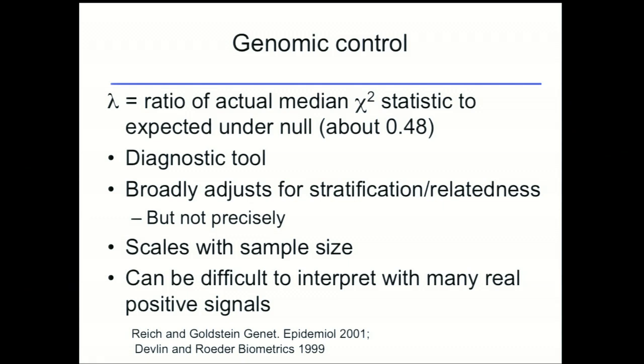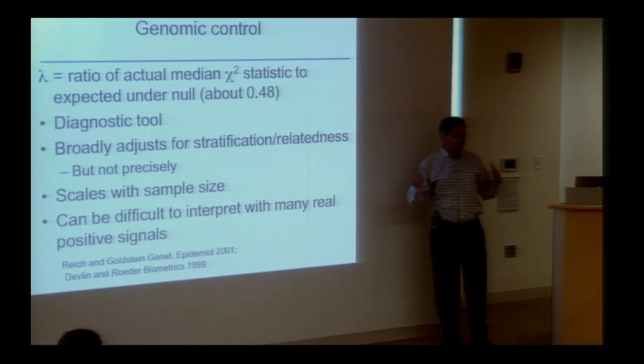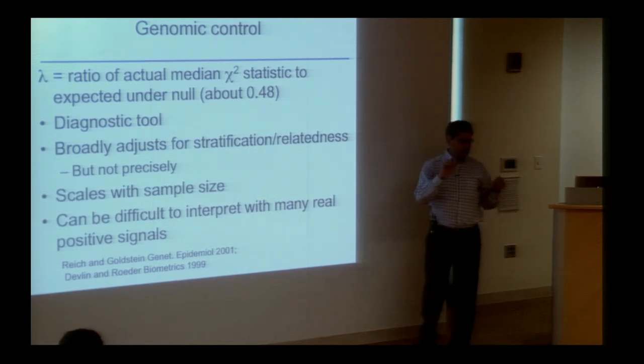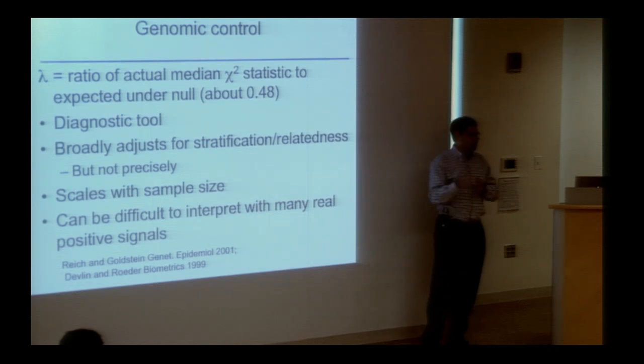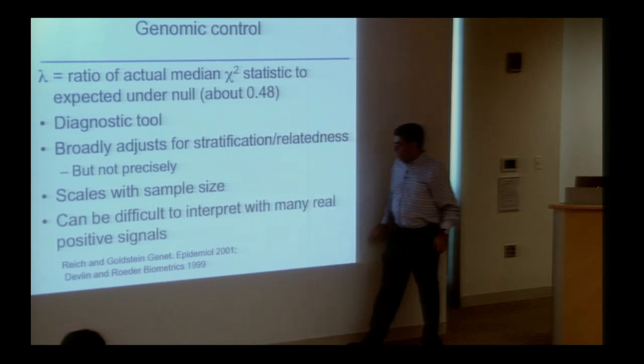So the problems are still at the top, they're just not quite as significant. It can actually deal pretty well with cryptic relatedness due to cousins and stuff like that, because that's a random genome-wide thing. Assuming you have lots of families, it's not concentrated at one locus. And I did say this scales with sample size.